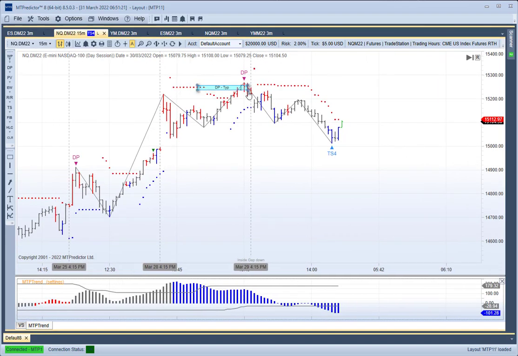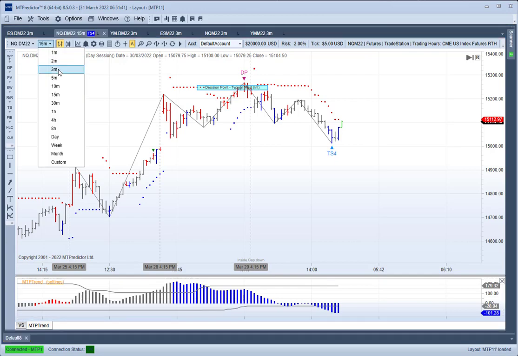The market on the previous day, because remember this is a day session only chart, regular trading hours, 9:30 to 4:15 in the afternoon New York time. You see how it made a high at that DP level. This set the large degree trend to down. It was then going down.